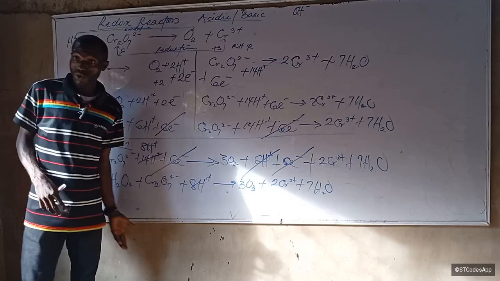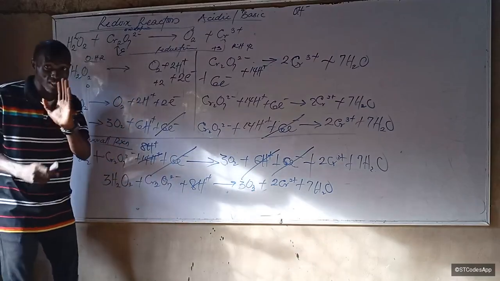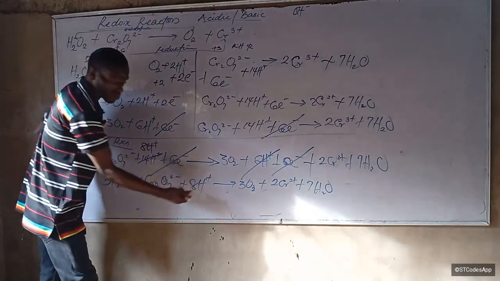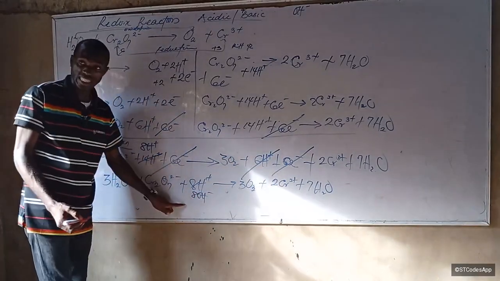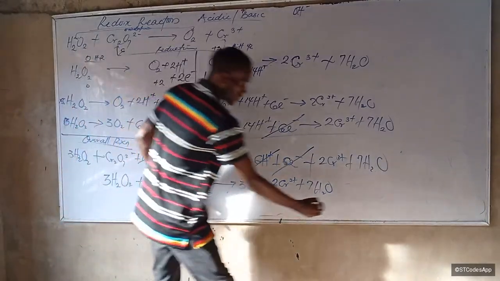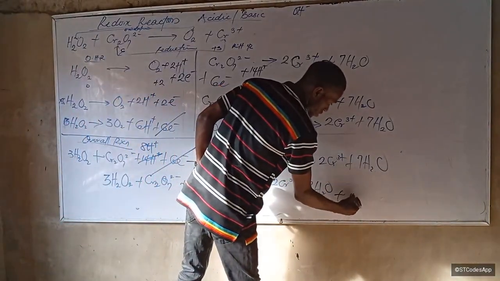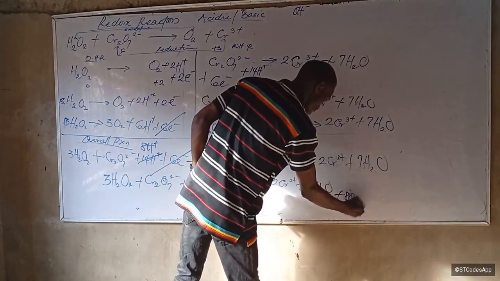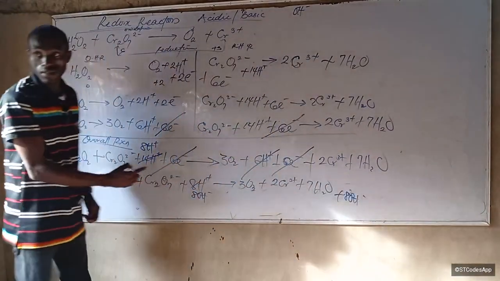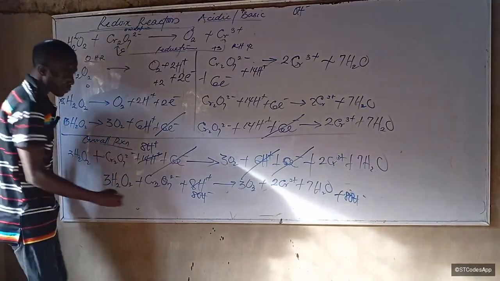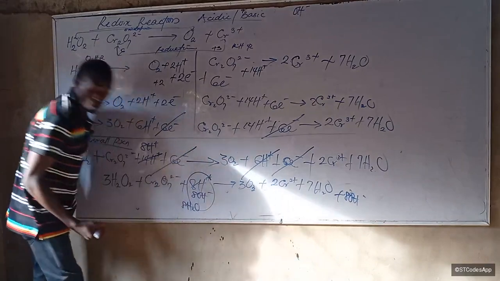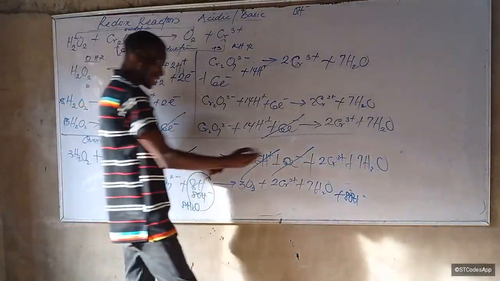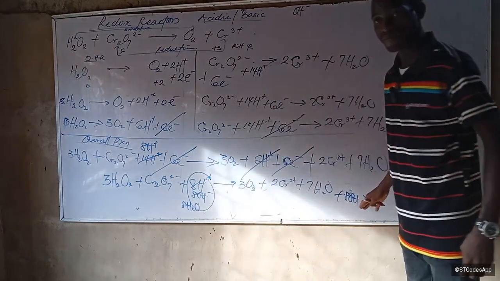Is that okay? To turn this to basic medium is very simple. Just neutralize this with 8OH minus. But you're adding it here, you must do it to the other side, right? This is going plus 8OH. Is that okay? The number of OH you add should be equal on both sides. At here, to give us what? 8H2O. Does that make sense? At here, nothing will change, right?